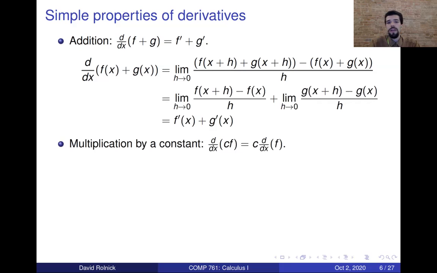Similarly, pretty simple, if you want to multiply a function by a constant, what's the derivative of that? Well, the constant moves outside the derivative, so it's going to be the constant times the derivative of the original function. So why is that true?